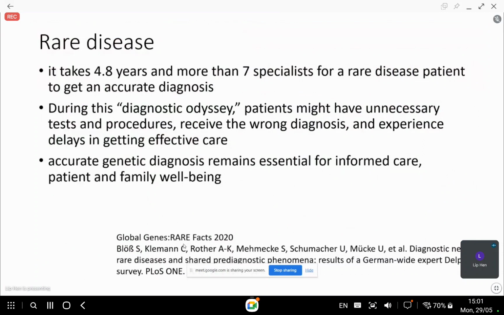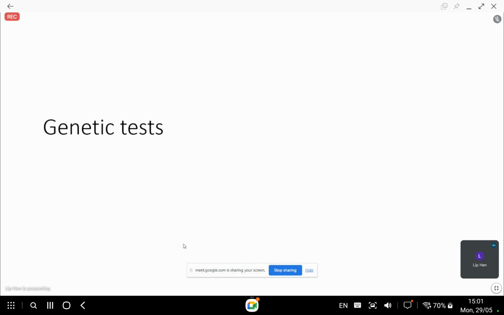For rare disease, it takes more than 5 years and visits to more than 7 specialists before they get an accurate diagnosis. During this diagnostic odyssey, patients may receive unnecessary tests, procedures, wrong diagnoses, and experience delay in getting effective care. So accurate genetic diagnosis remains essential for informed care and patient and family well-being. Let us look at the types of genetic tests which are available nowadays.